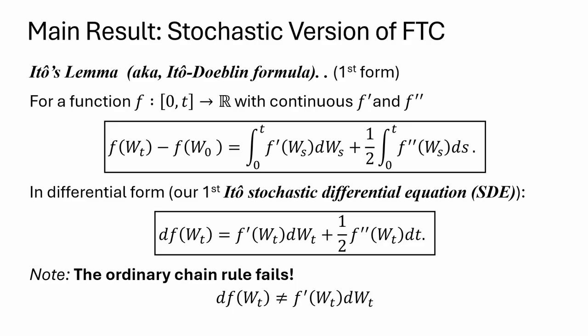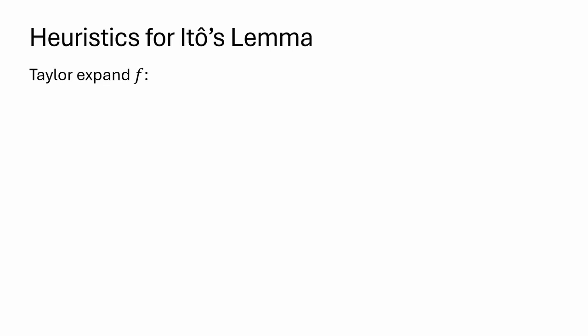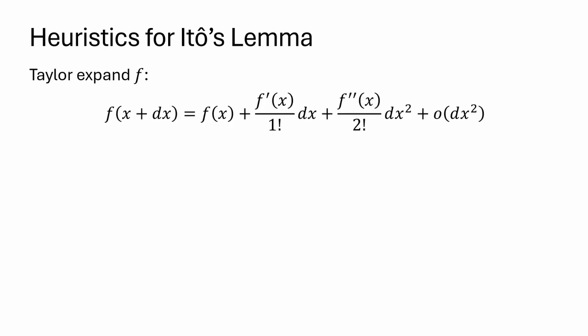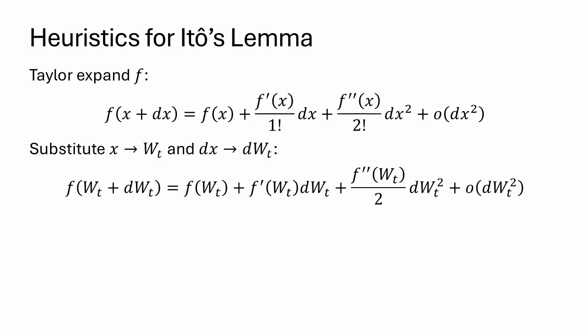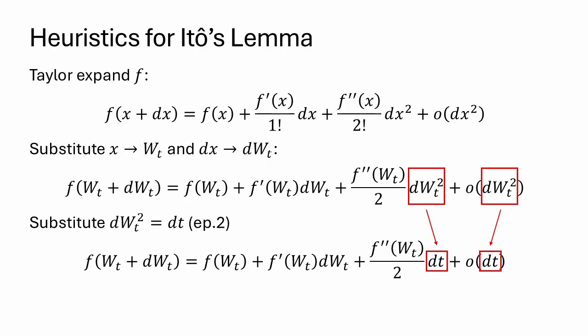The aim of the series is to obtain a working knowledge of stochastic calculus, not to track down every epsilon and delta. Let's first start with the Taylor expansion in f, this time with the second order term dx squared. We then substitute x equals wt and dx equals dwt. And then we substitute the key relation in episode 2, dwt squared equals dt. So now on the right hand side we have a dwt, a dt, and higher order terms in dt.